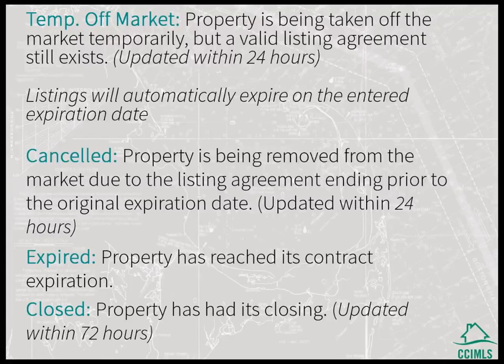Canceled. Property is being removed from the market due to the listing agreement ending prior to the original expiration date. These should be updated in the MLS within 24 hours. Expired. Property has reached its contract expiration. Closed. Property has had its closing. This should be updated in the MLS within 72 hours.